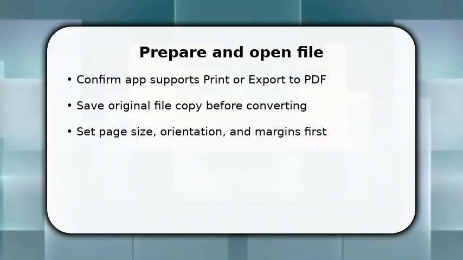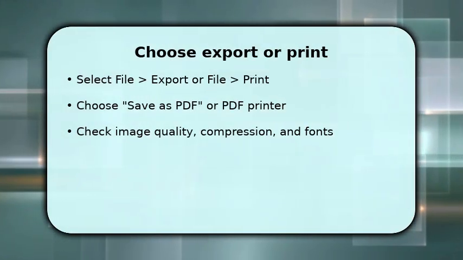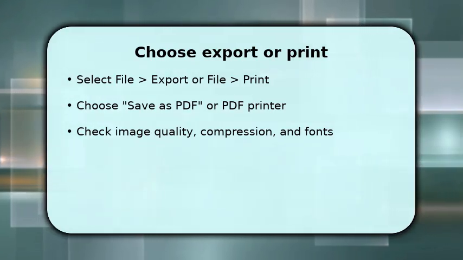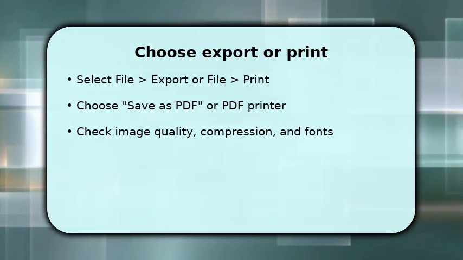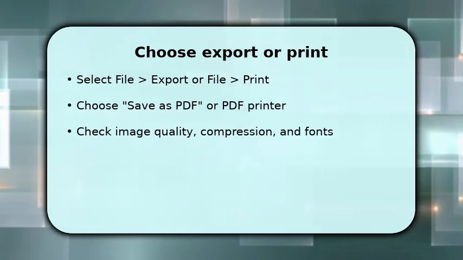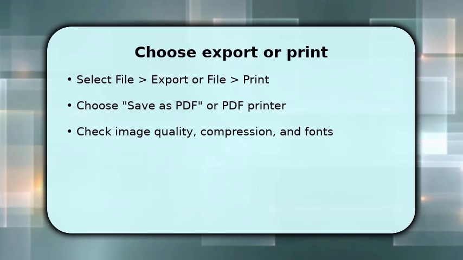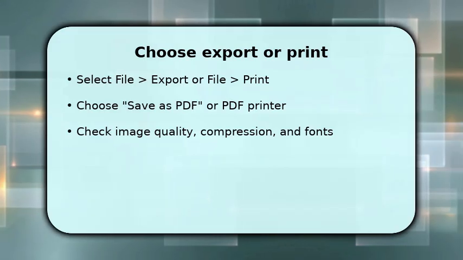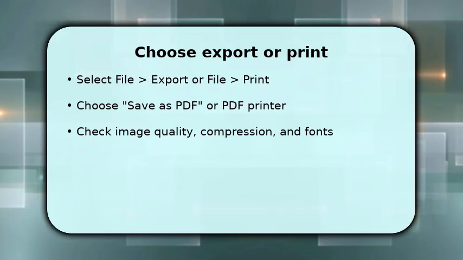you want to share. Next, choose export or print depending on your app. If export exists, pick PDF and set options like quality and compatibility. If only print exists, pick a PDF printer such as Save as PDF. Make sure to review compression settings to avoid blurry images and select embed fonts so text remains consistent. Use page range selectors for selective pages and preview the output. These choices control file size, clarity, and compatibility across devices.